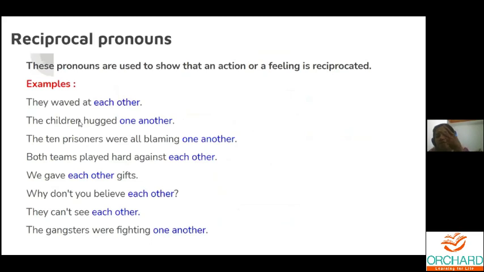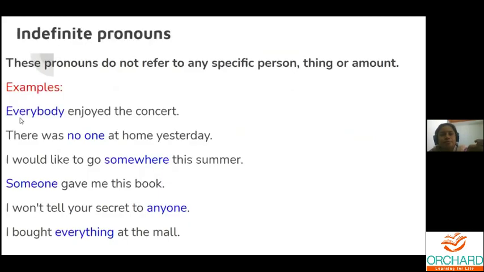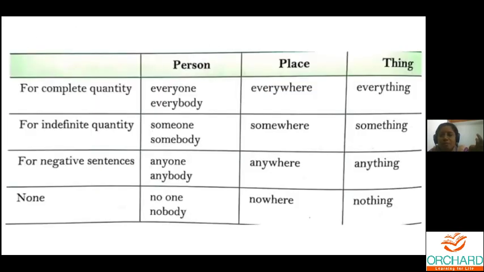Reciprocal pronouns we have seen: to each other and one another. Yes. So it shows mutual love or mutual support. Yes, each other, one another. Indefinite pronouns: everybody, someone, no one, somewhere, anyone, everything. Yes, yes, Srikulali, the children are blaming each other. Yes, so indefinite. So person, place, and thing, what is it? You have seen it. Did you all learn this tabular column? Yes? Okay, fine.